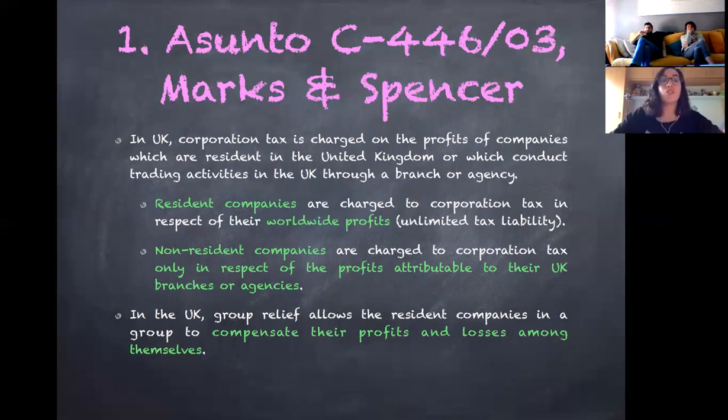On the contrary, non-resident companies, so branches or agencies of companies established in other countries, are charged to corporation tax only in respect of the profits attributable to their UK branches or agencies. So, under a limited tax liability scenario, they are taxed just for their source-based income. Within the United Kingdom, group relief allows the resident companies in a group to compensate their profits and losses among themselves. So inside the United Kingdom, groups of companies can compensate losses and profits inside them.